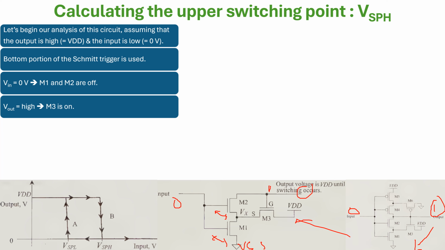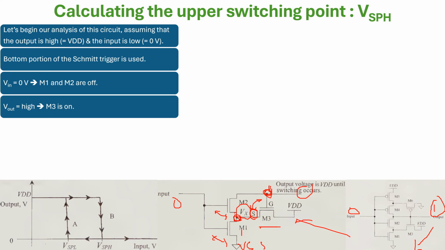Since Vout is high, M3 is on. Why M3 is on is the question now. I'm talking about the steady state, not just before steady state. This is at VDD, and what is the VGS of it? This minus this. Let me call this node VX. This is at VDD, very clear. And what is this node voltage? We don't know, but to begin with, this is already at 0.